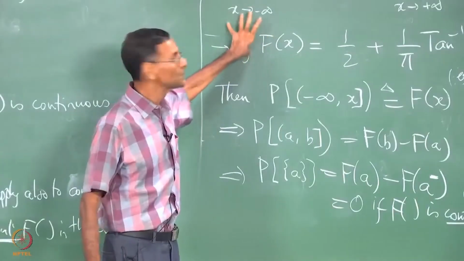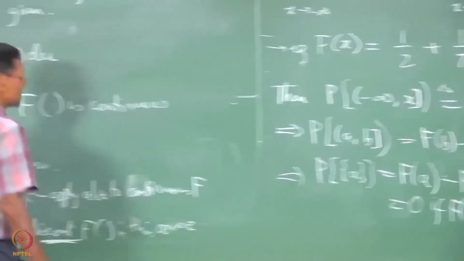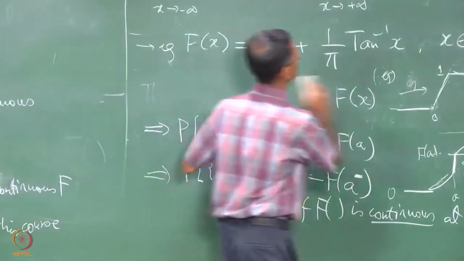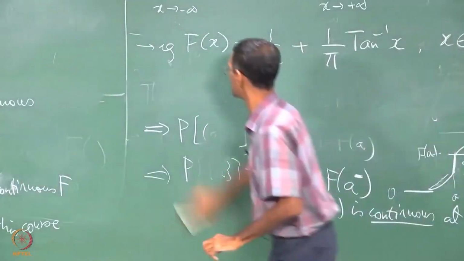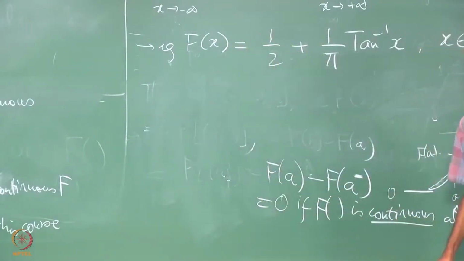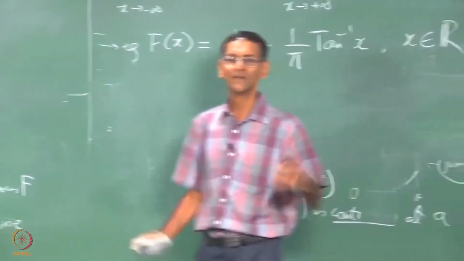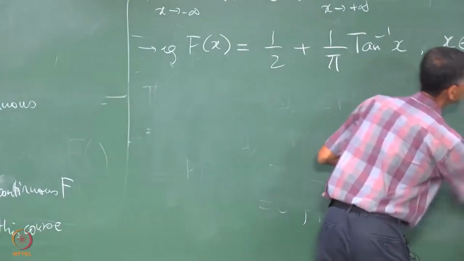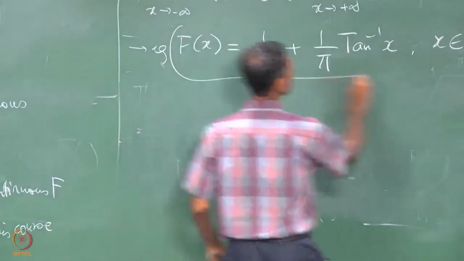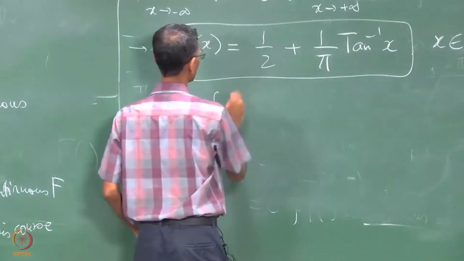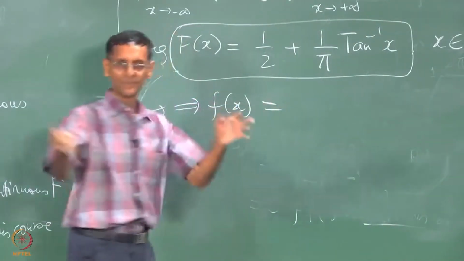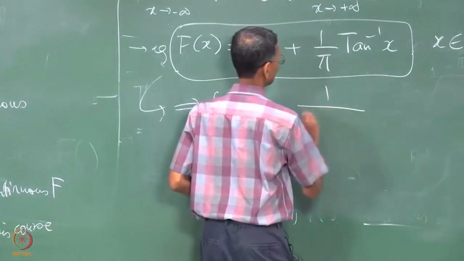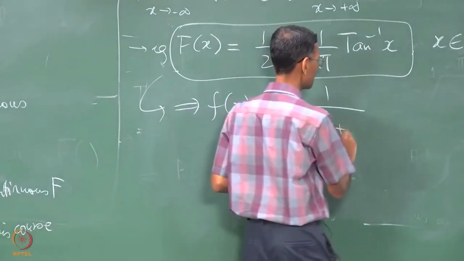This is a perfectly smooth differentiable function. So for this capital F, what is the small f? What is the small f here? What is it? Please tell me. So starting with this capital F, we get small f is what? You going to tell me? 1 by pi into, right, what is the domain?